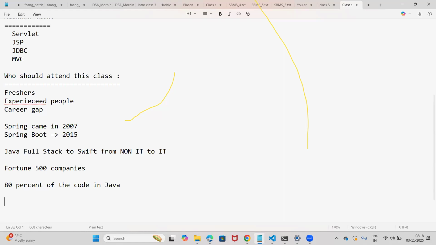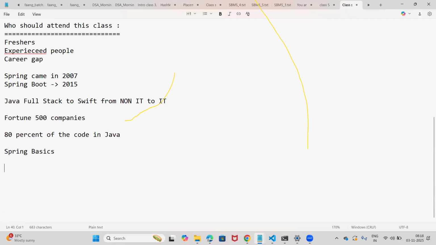Let's go ahead, guys. The specialty of this course is that I will explain 2 modules before the start of Spring Boot, with respect to Spring, guys. Spring basics and Spring Core. I will be explaining them in detail. Before going to Spring Boot, I will explain these 2 topics in detail.